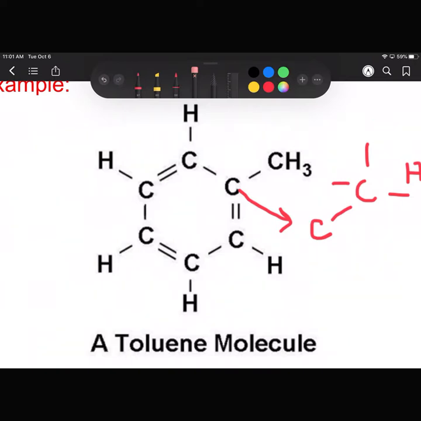I don't even have enough space to draw this, but this C has this C and then the 3 H's that come off it. So it's just a different way. They call that the structural formula, and you don't necessarily have to know the difference. You just need to be able to understand what it means.